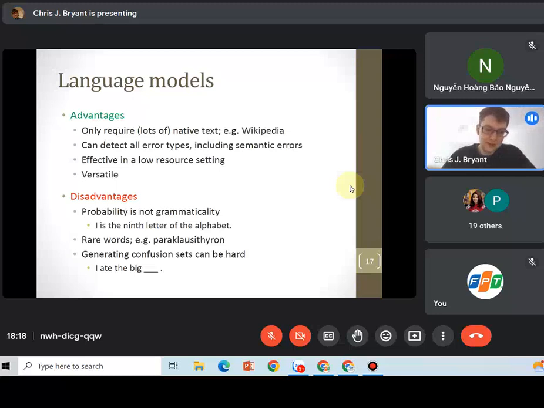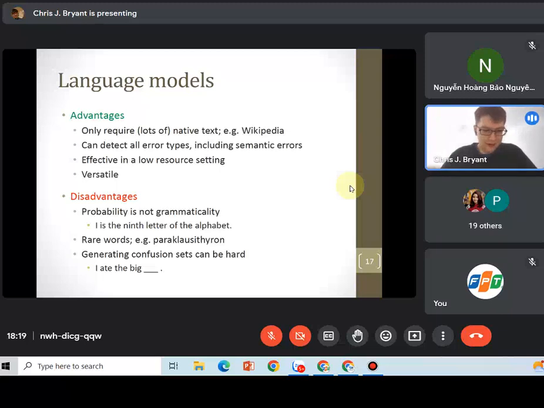Now, the disadvantages are that probability is not grammaticality. The sentence I always like to use is: I is the 9th letter of the alphabet. That's one of the very few cases when you can say I is and it's grammatical instead of I am. Language models will fail to pick that up and want to always change that to I am. Another one is rare words. Depending on what data you're training on, rare words might not appear very frequently.